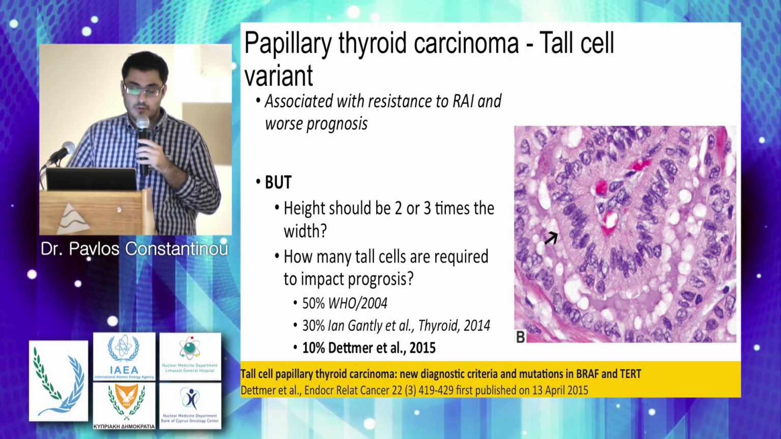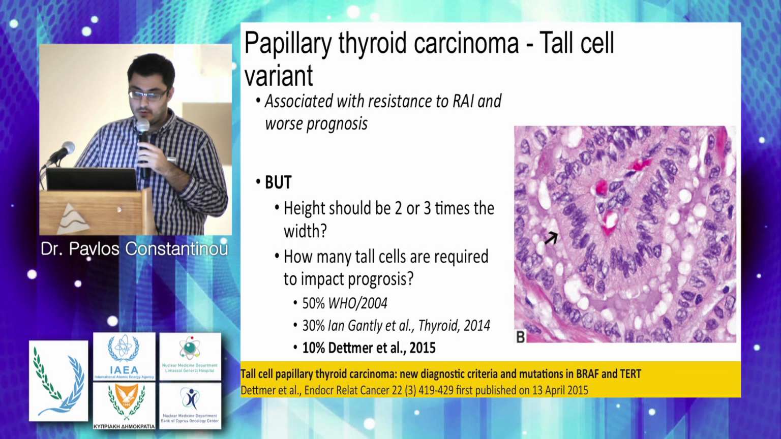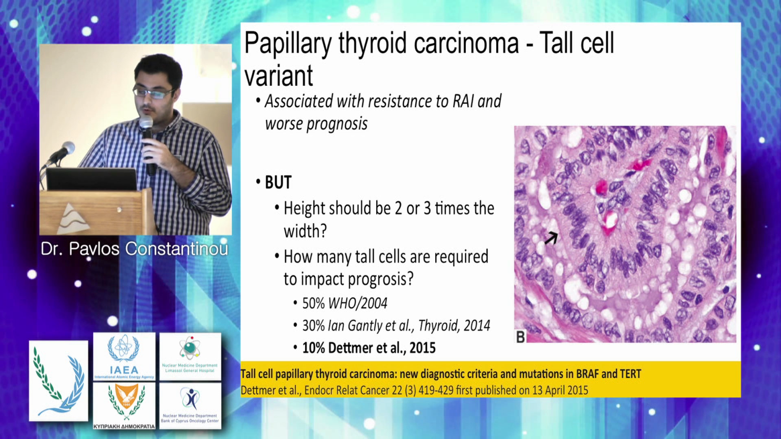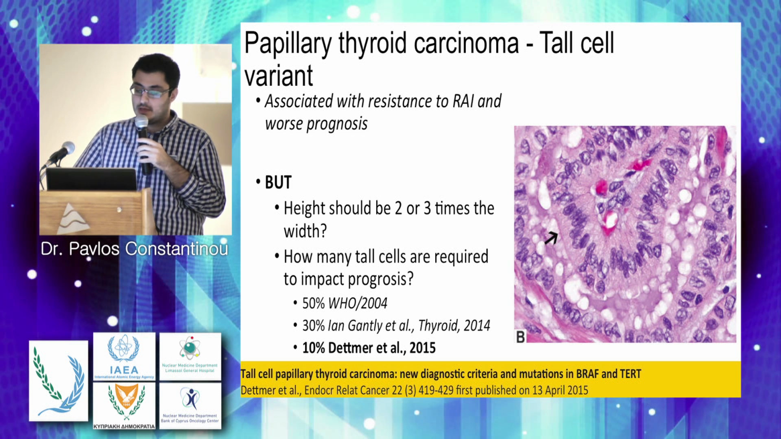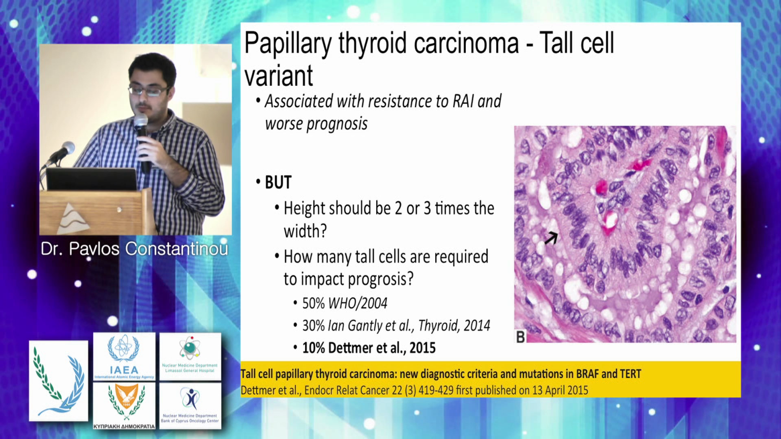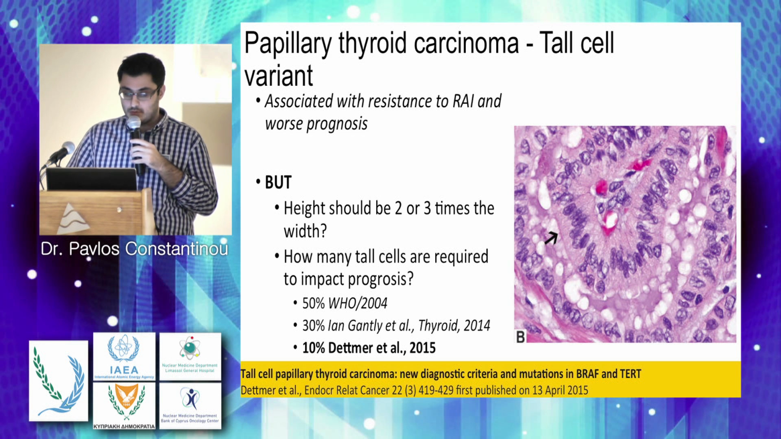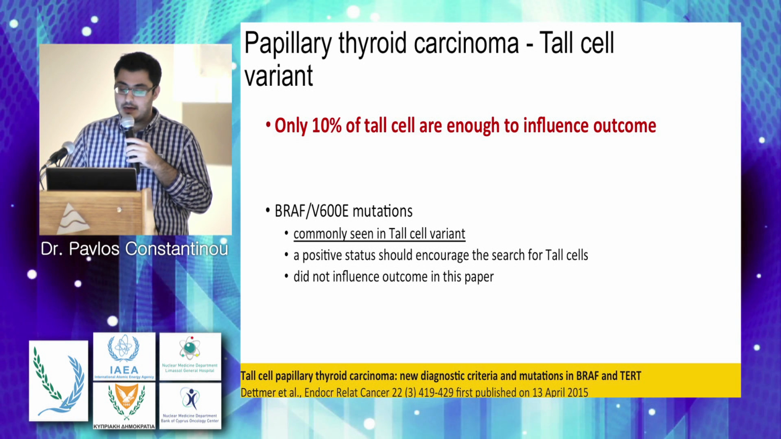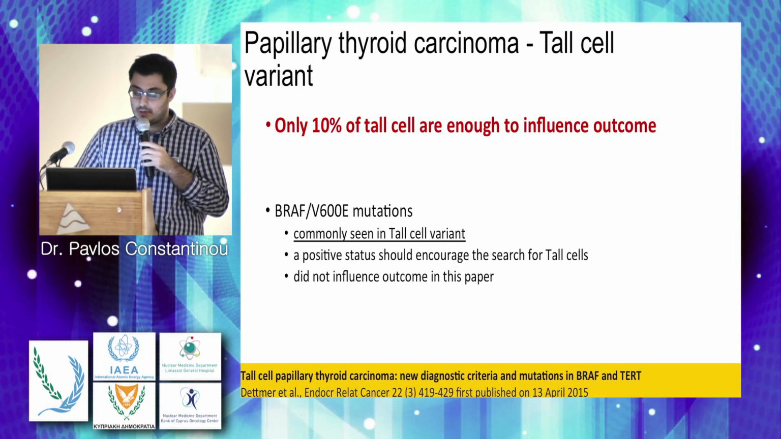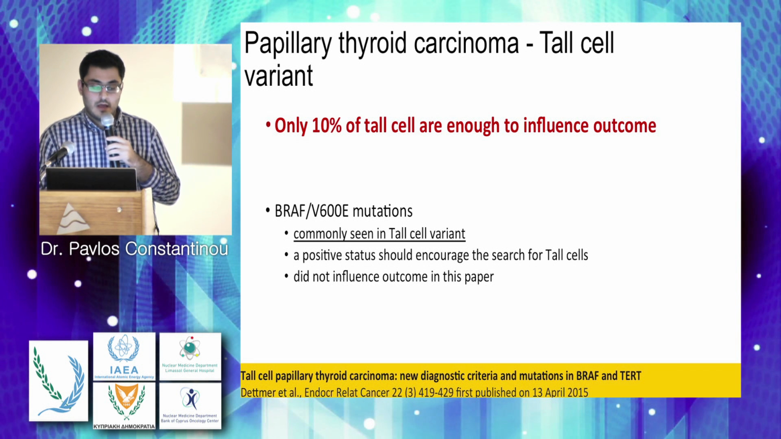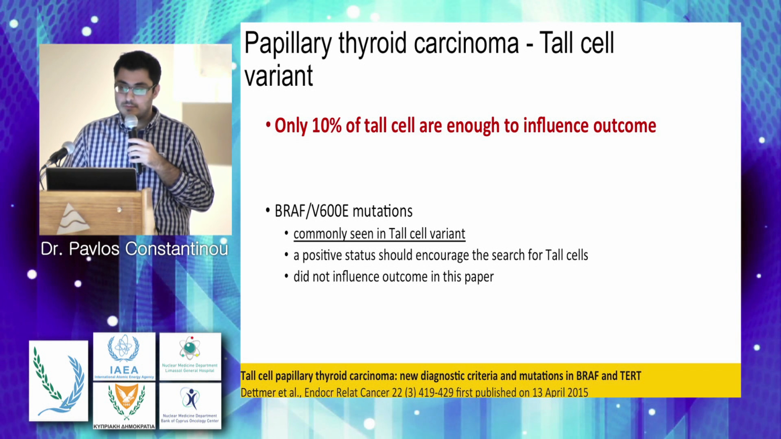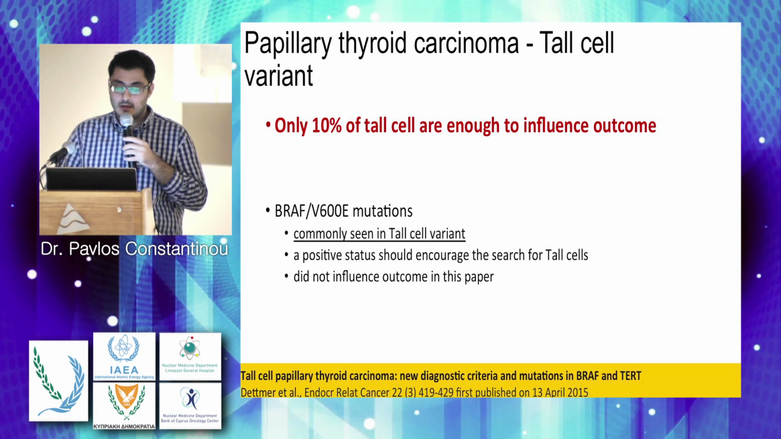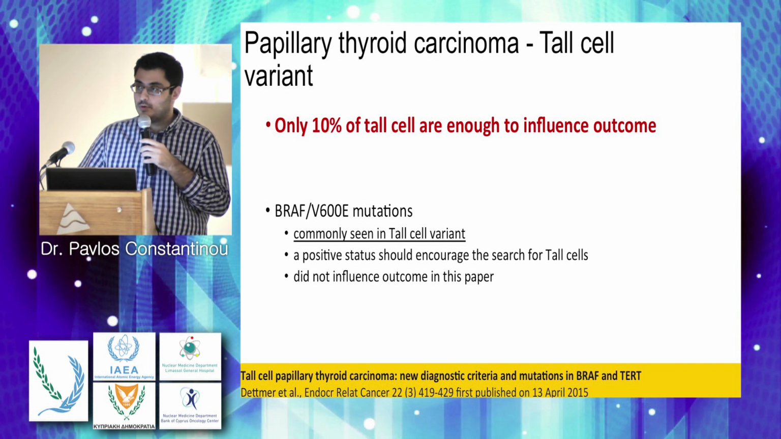According to the WHO published in 2004, half of the tumor has to have this morphology to establish such a diagnosis. But there are very recently published papers that have shown that only 10% of tall cells are enough to influence a patient's outcome. Also, this paper here has shown that this morphology is commonly seen in BRAF V600E positive tumors.